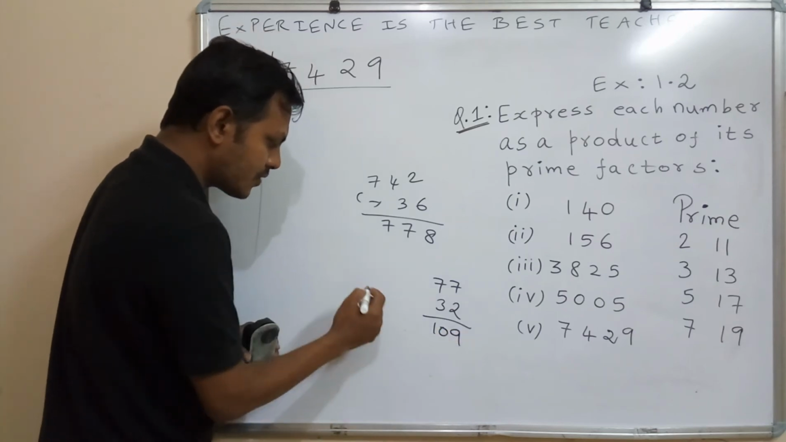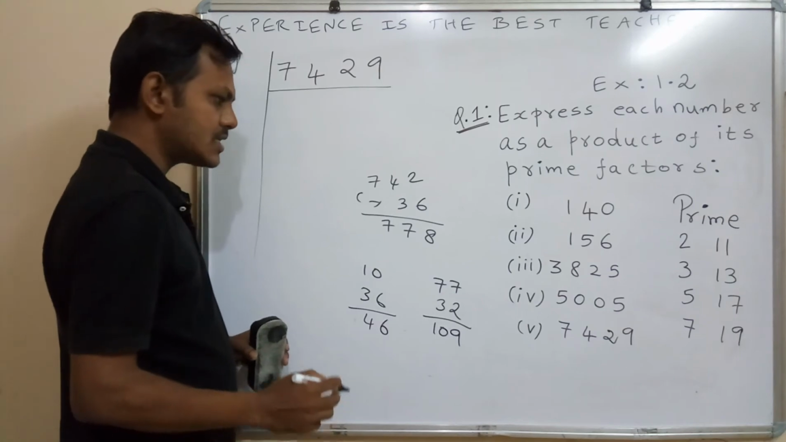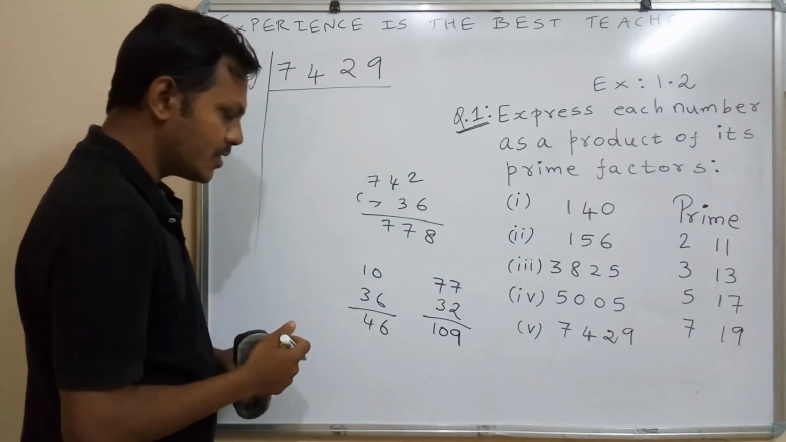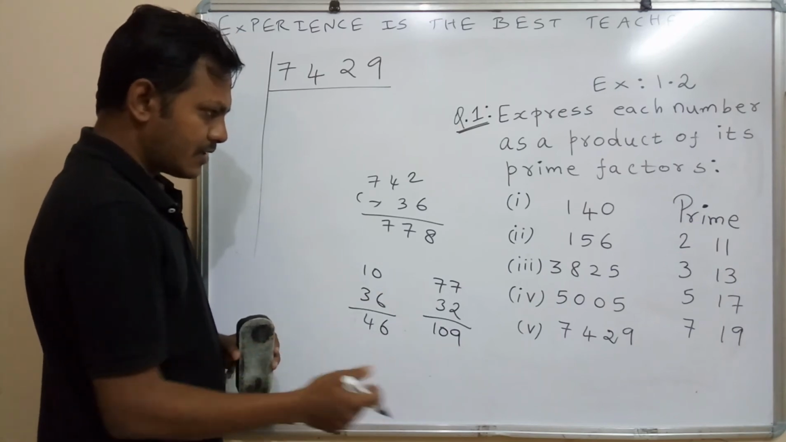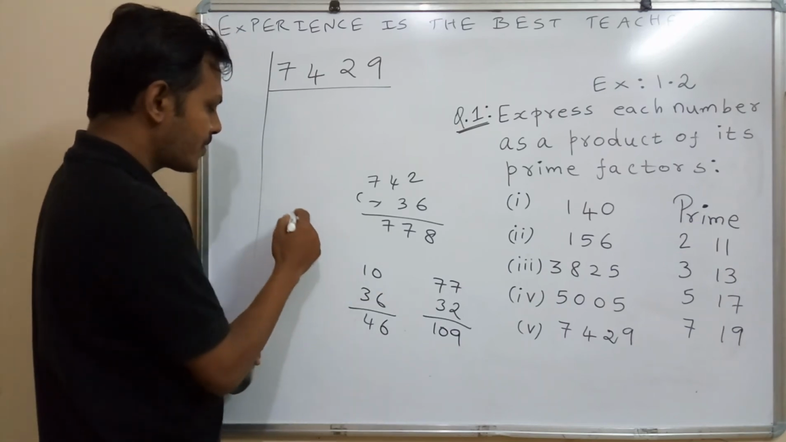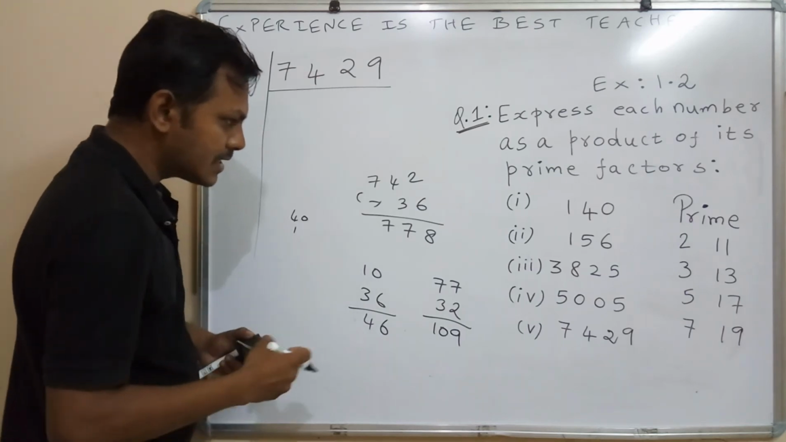4 times the last digit is 4 9s are 36 plus 10 will become 46. So 46 will not come in 13 table because after 39 we will be getting 4 times 13, 40 and 12, 52. So this number will not come in 13 table also.